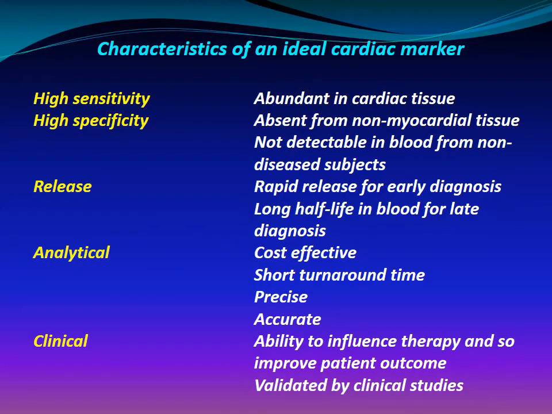Characteristics of an ideal cardiac marker: high sensitivity, abundant in cardiac tissue; high specificity, absent from non-myocardial tissue and not detectable in blood from non-diseased subjects; release, rapid release for early diagnosis and long half-life in blood for late diagnosis; analytical, cost-effective, short turnaround time, precise and accurate; clinical, ability to influence therapy and so improve patient outcome, validated by clinical studies.